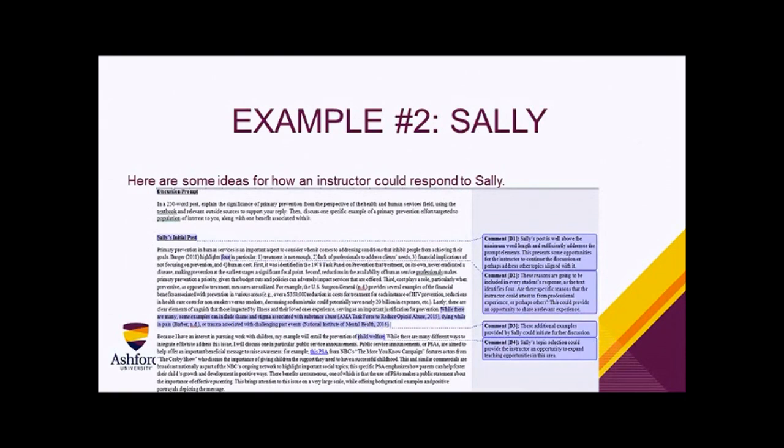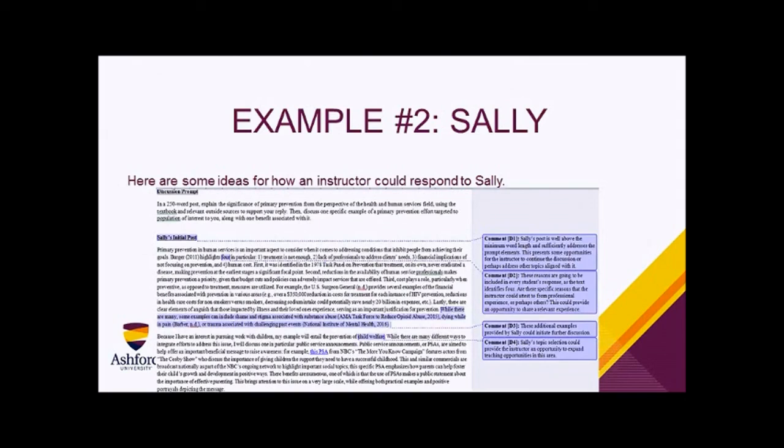Comment 2, the reasons that Sally provides in the initial reply with respect to why primary prevention is important are going to be pretty similar across students. So similar to the previous example, this could provide the instructor an opportunity to either share another professional example that could relate, or maybe include the use of outside resources in some way to perhaps elaborate on some of those responses.